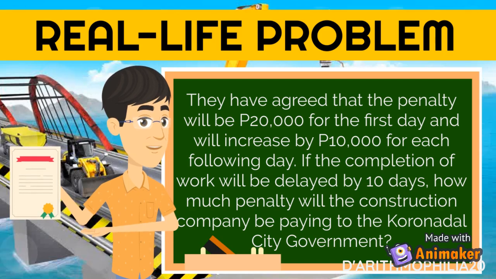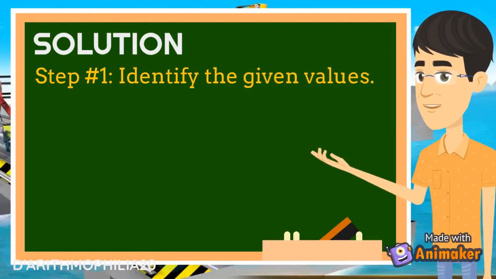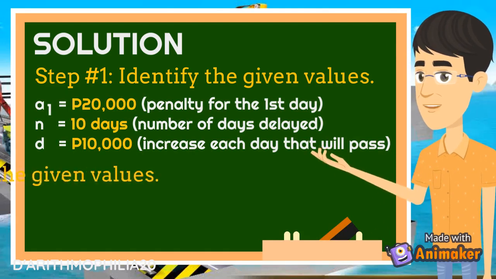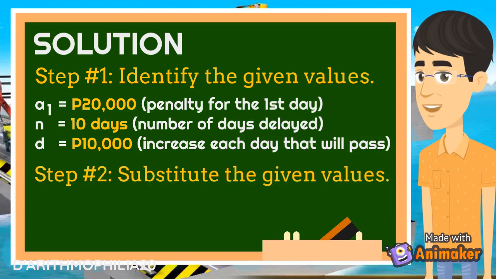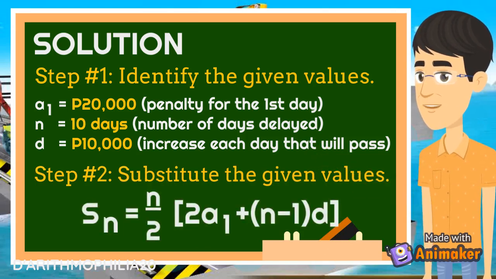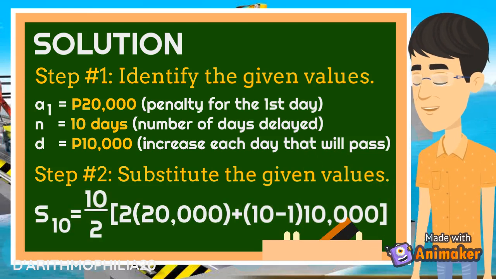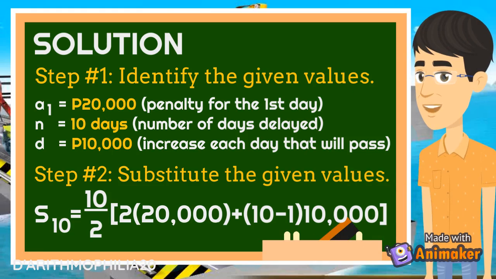Let's start, brainiacs. Let us now determine our given values. Starting with a sub 1, which is 20,000 pesos, since it is the agreed penalty for the first day of delay. n equals 10 days, and d, which is 10,000 pesos. Second step, substitute the given values to our formula, S sub n equals n over 2 times the quantity of 2 times a sub 1 plus the quantity n minus 1 times d. This will give us S sub 10 equals 10 over 2 times the quantity of 2 times 20,000 plus the quantity 10 minus 1 times 10,000.